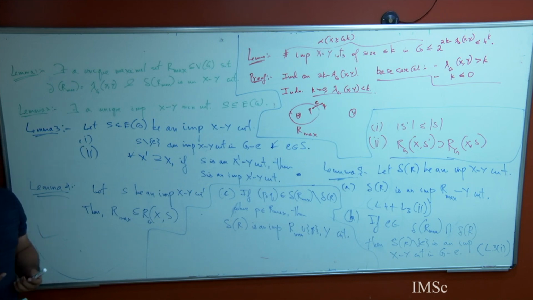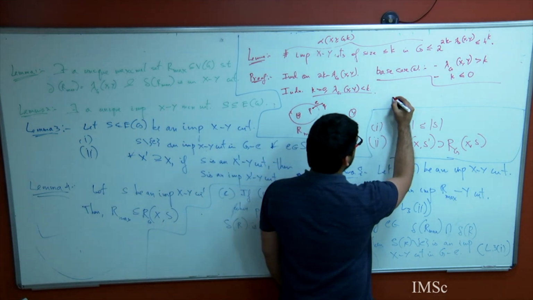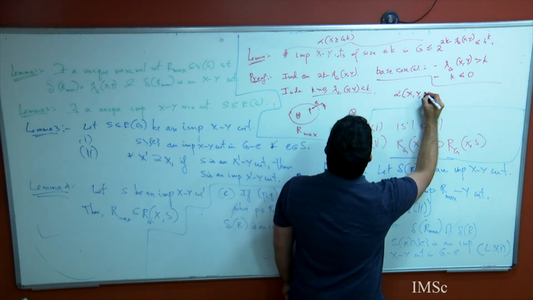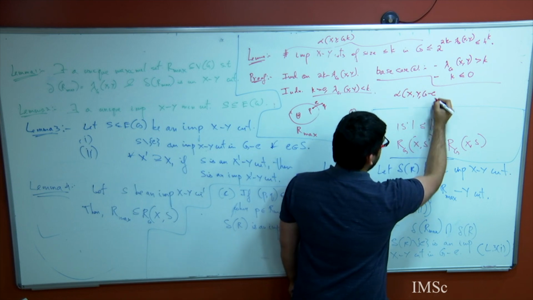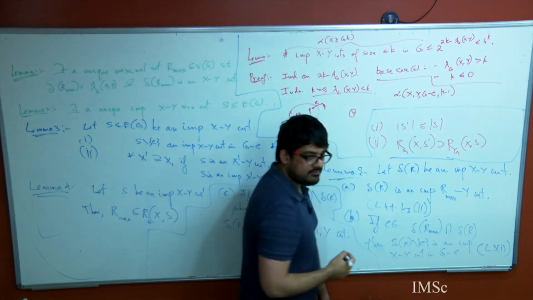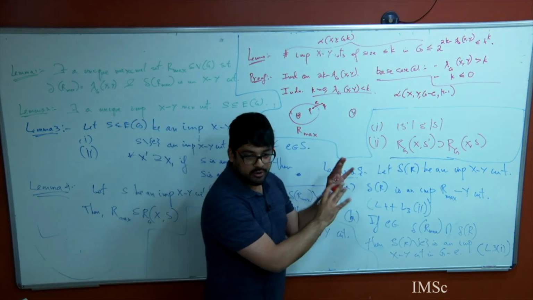S minus G is an important expression. Very good. So I'm going to count, on the one hand, alpha x y g minus e and k minus 1. That I'm going to count. Now, suppose you are able to count this.